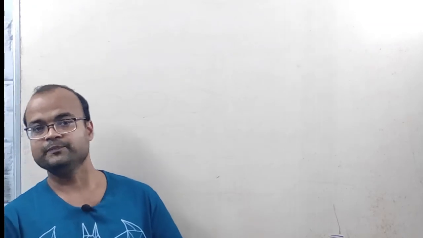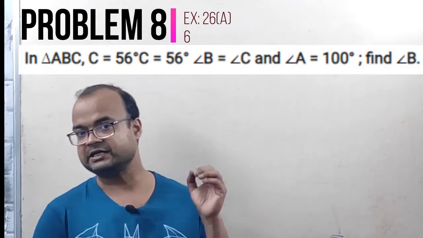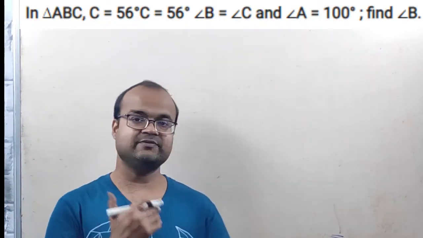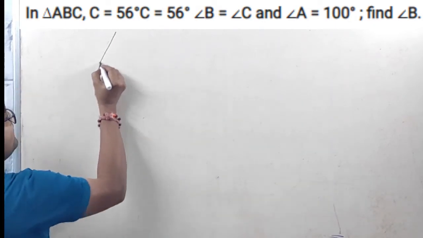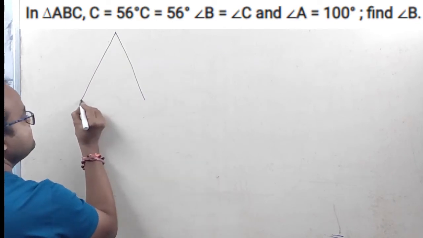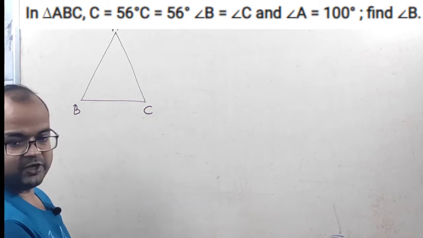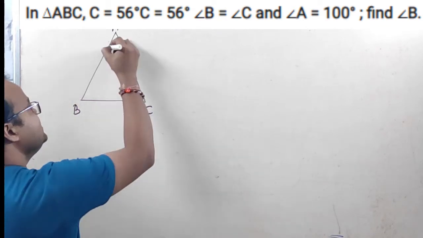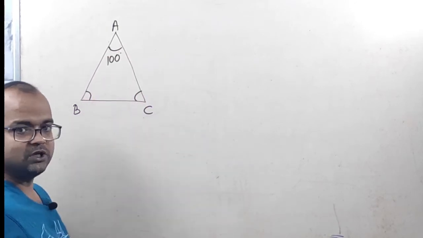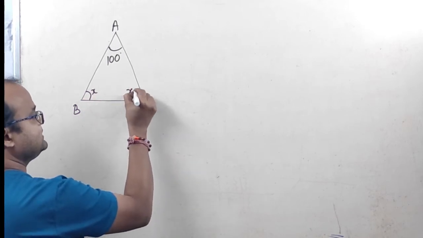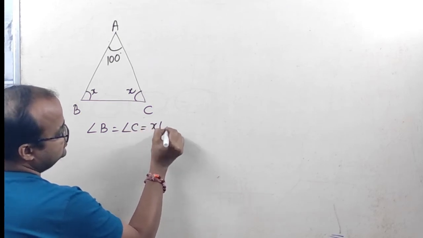Moving on to the next problem, in triangle ABC, angle B and angle C are given as equal. Angle A is given as 100 degrees, so we need to find angle B. So we draw a triangle, name it ABC. Now here angle A is given as 100 degrees. And angles B and C are equal. So we assume this as X. So here we write, let angle B equals angle C equals X.